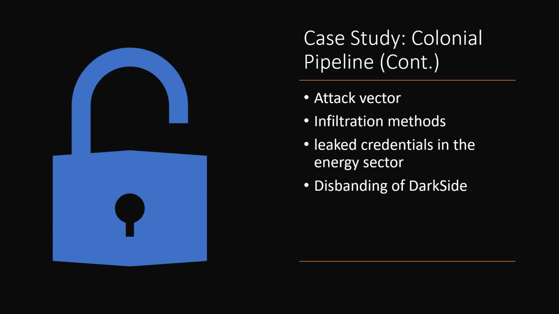And then the effects of this attack led to DarkSide disbanding, and other ransomware groups not posting ransomware in their forums anymore to avoid scrutiny. And then some of the key infiltration methods used by DarkSide for this attack were phishing and exploiting the remote access of the VPN, and that was very, very effective for how simple it was.